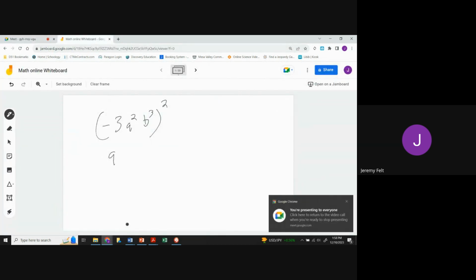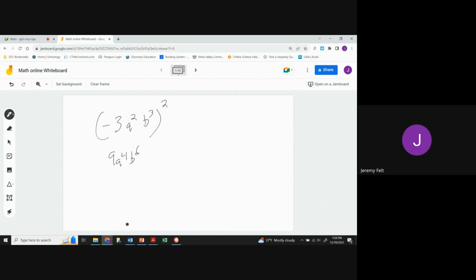A squared squared, a to the power of 4. B cubed squared, in this case I'm multiplying the exponents, don't add them, since I'm raising an exponent to another exponent. So b to the power of 6. So 9a to the power of 4, b to the power of 6.